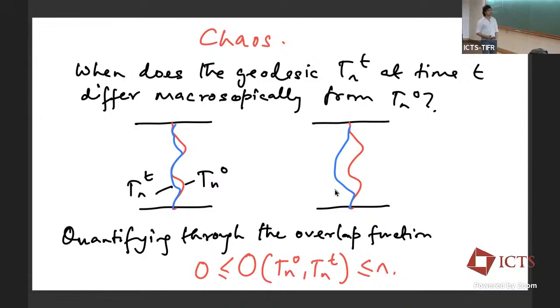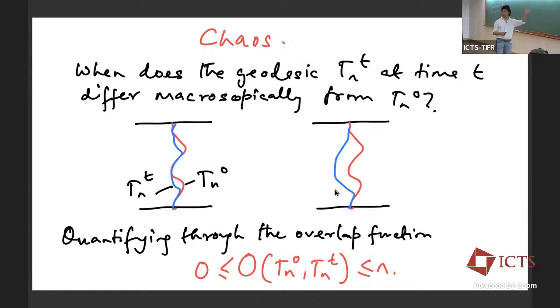The corresponding chaos question is the following. You take the geodesics gamma n 0 and gamma n t and look at their overlap. These are two paths going from 0 to n, and you want to understand how close or different they are. So what is a way to measure that? There might be multiple ways. One way is through the overlap function.